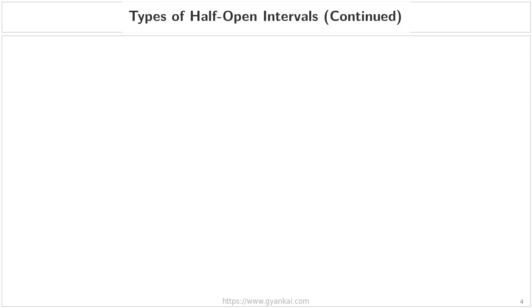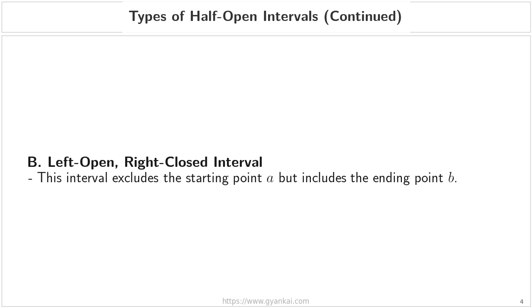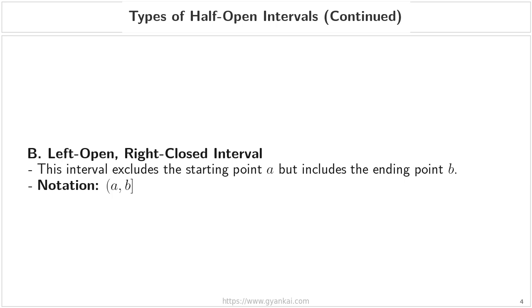Types of half-open intervals, continued. Now that we have mastered the left-closed, right-open interval, let's look at the opposite case, which we call a left-open, right-closed interval. In this specific type of interval, we do the exact opposite of what we just saw. We exclude the starting point, but we include the ending point, B. If you look at the notation on the slide, you'll see an open parenthesis at the start and a square bracket at the end, written as open parenthesis, A, comma, B, close square bracket.